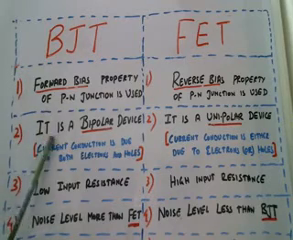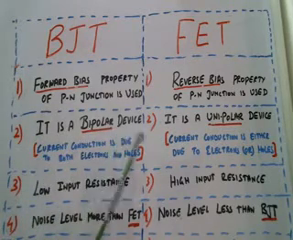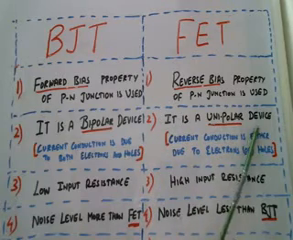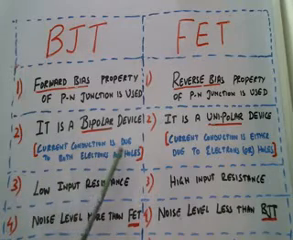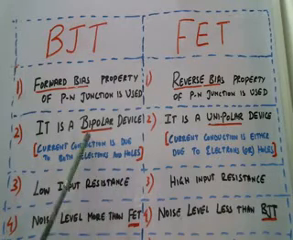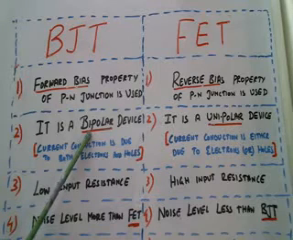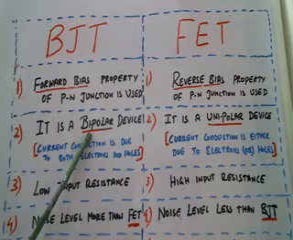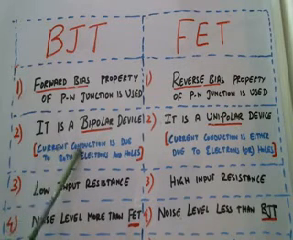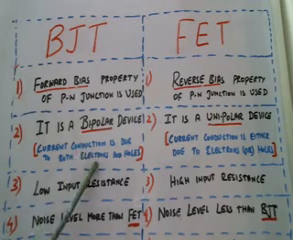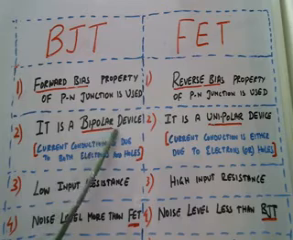Point 2. BJT is a bipolar device and FET is a unipolar device. What do you mean by bipolar device? Current conduction is due to both electrons and holes. So in BJT, there is a flow of current due to both holes and electrons. Holes move from p type to n type, resulting in hole current. Electrons move from n type to p type, resulting in electron current. Here, current conduction means flow of current. So flow of current is due to both the particles, electrons and holes. That's why it is called a bipolar device.